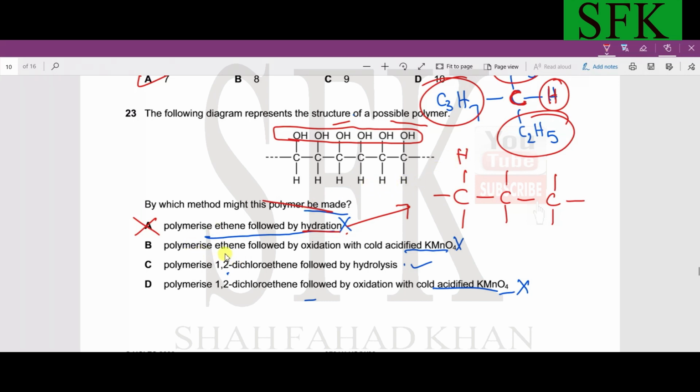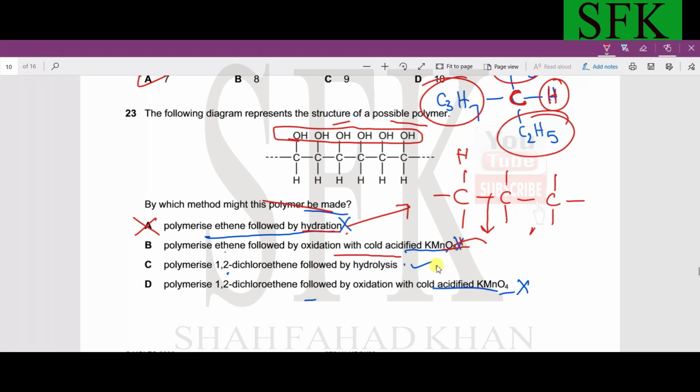What about polymerized ethene followed by oxidation with cold acidified KMnO4? Polymerization of ethene again will form polyethene, and since it is non-polar, it is not an ethene molecule anymore, so it will not react with cold acidified KMnO4. So option B cannot be correct either.